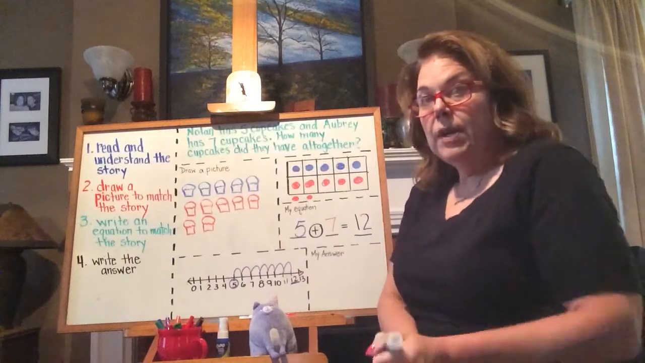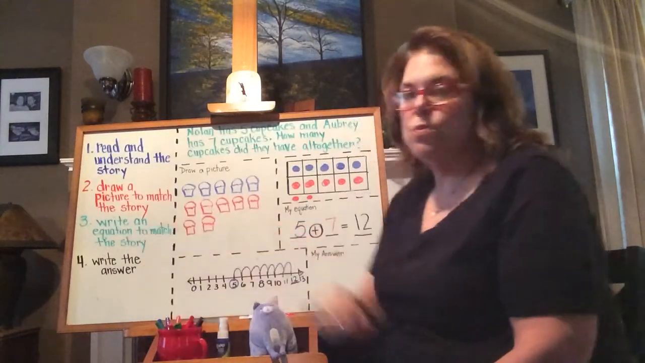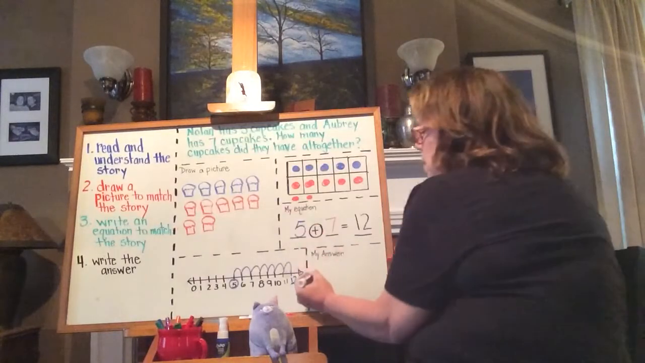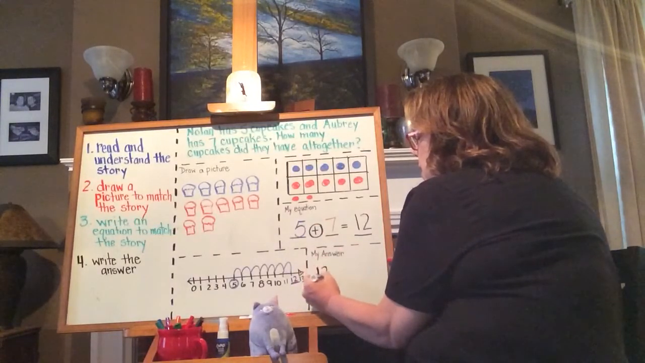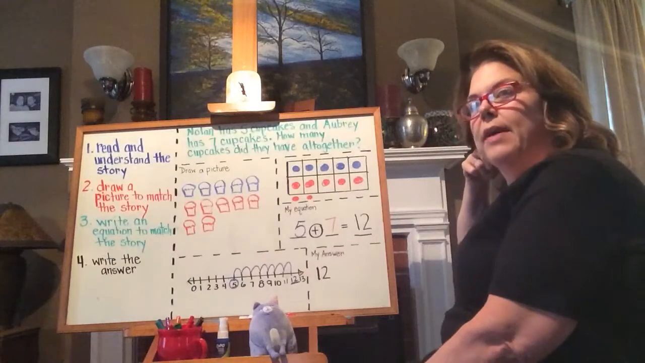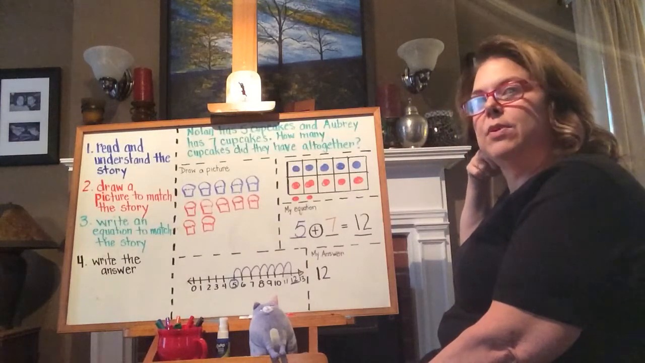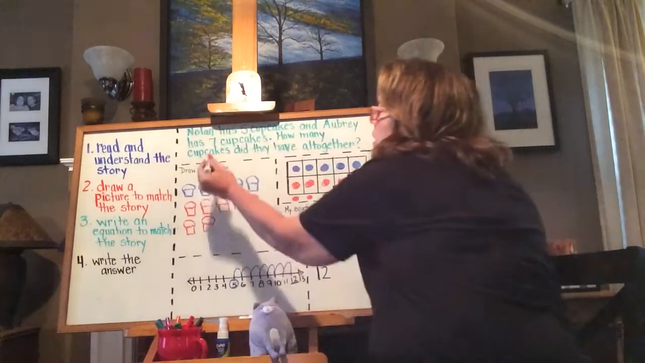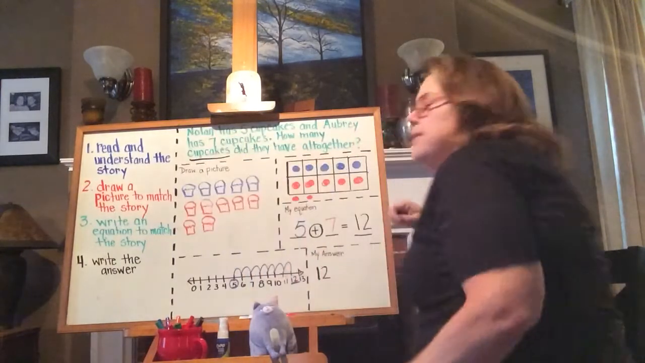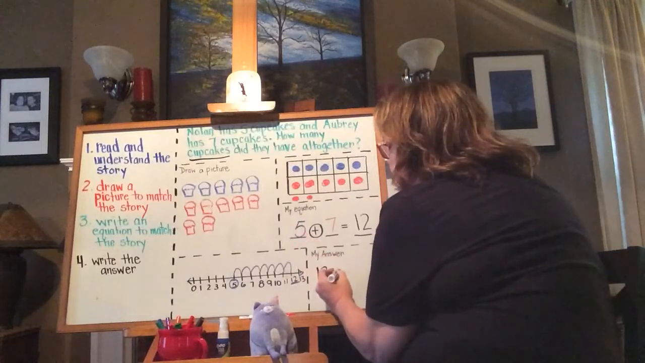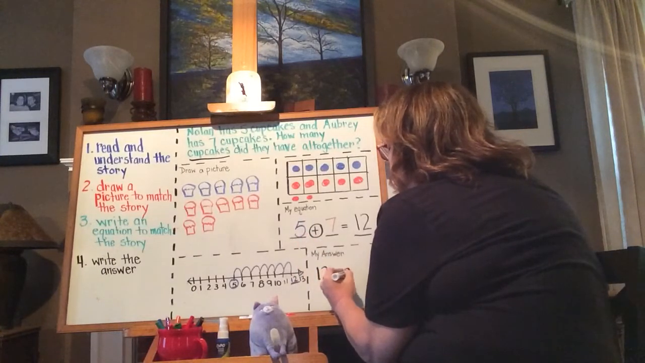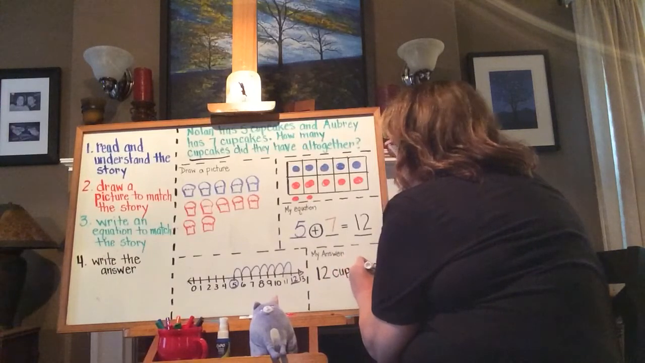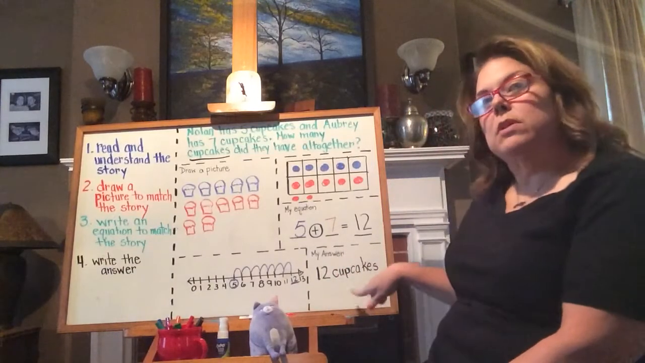That's our answer, 12. And so for number 4, it says write your answer. So we have a box right here that says my answer. And we're going to write in here 12. And 12, remember, is a 1 and a 2. And it's 12 what? We're not talking about frogs today. We're talking about cupcakes. And so I need to write cupcakes. And I can go up into my story right here and find the word cupcakes, so I know how to spell it. So then I can write it down here. Cupcakes. So our answer for today's story problem is 12 cupcakes.